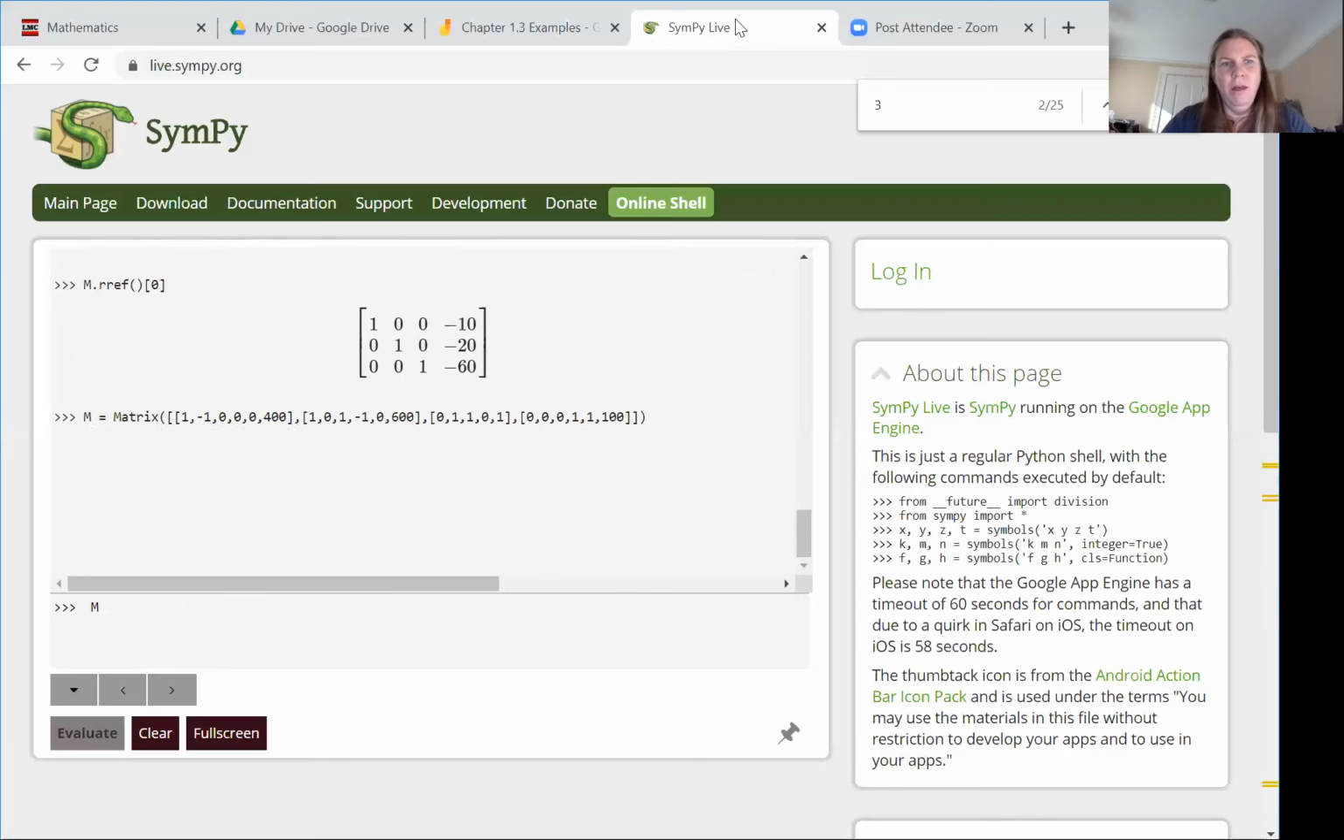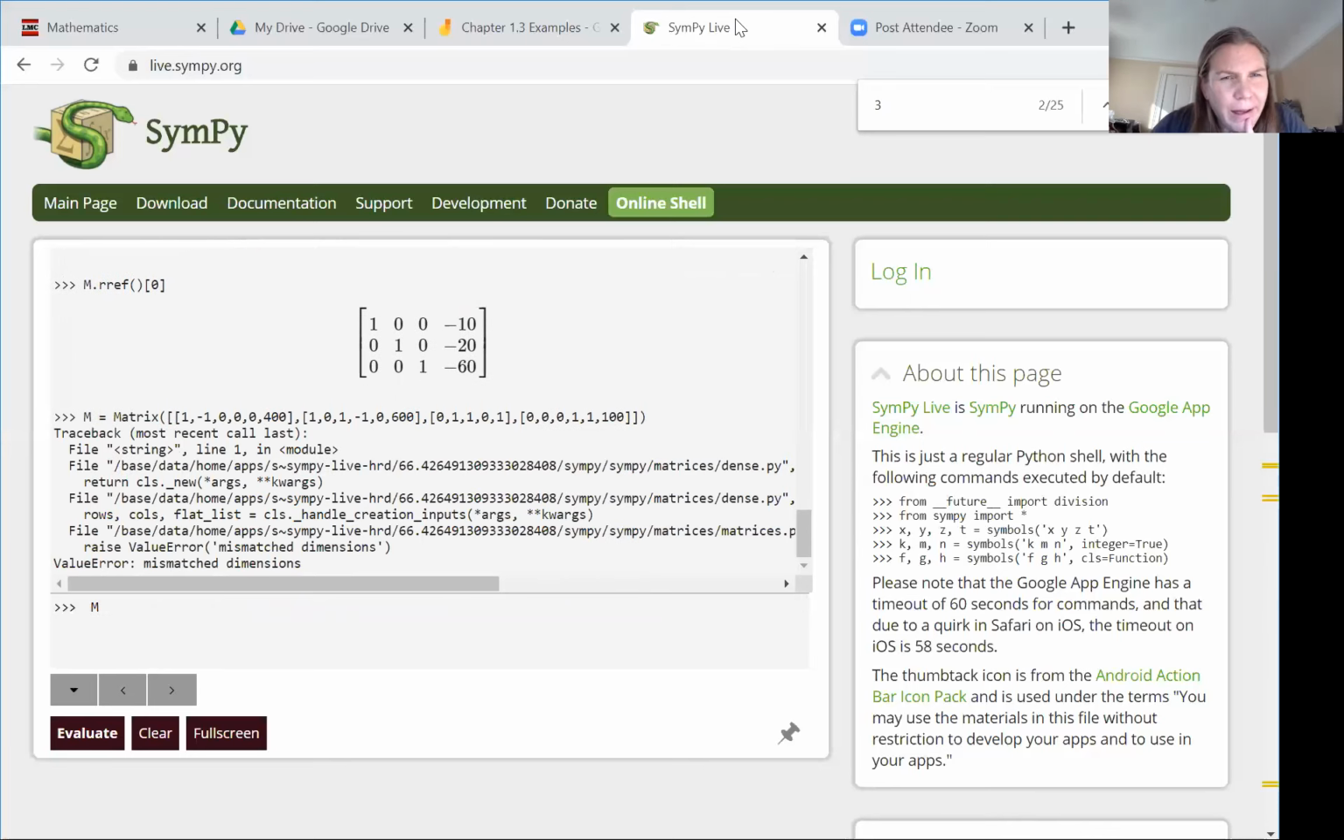So if I hit M, my matrix should come back. And I did make a mistake somewhere in there. Oh, it looks like I forgot to put the value for the third row. So the 300 should be in there.